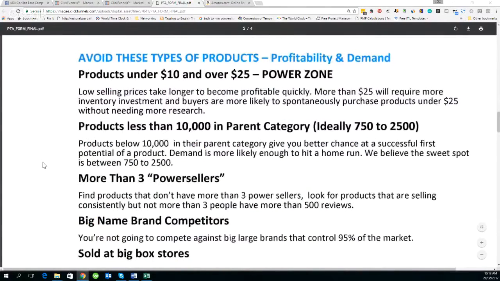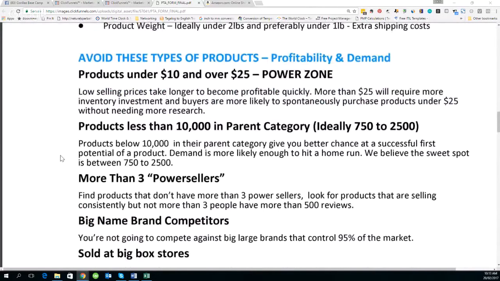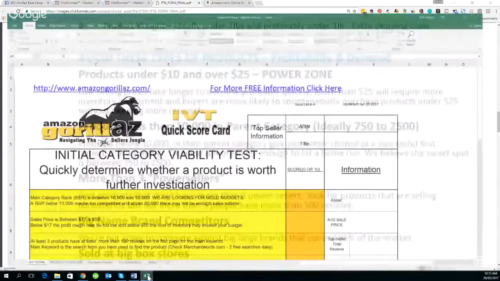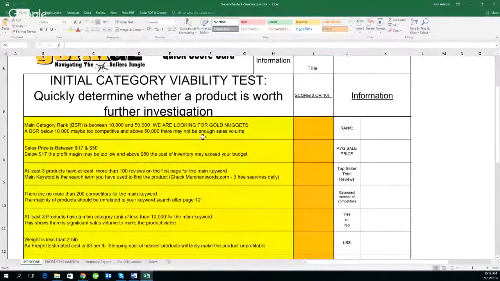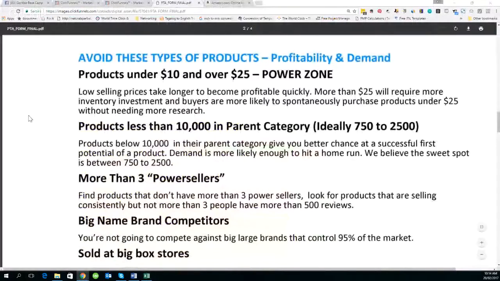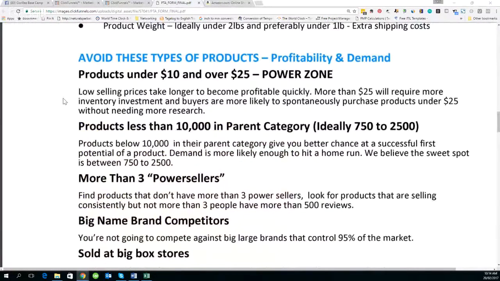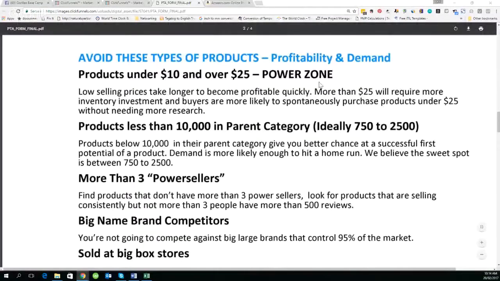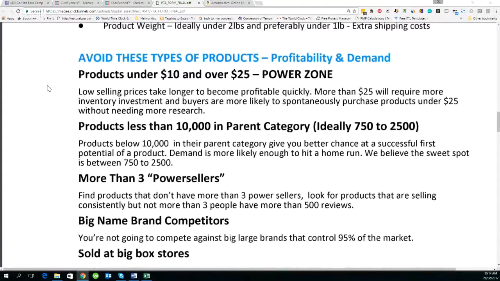Now, products to avoid. We've got this in the initial viability test, which I've got up here, which you can go through later. But initially, what we're saying here is try and steer clear of products that are selling for under $10 or over $25 in the power zone. What we're talking about, the power zone, i.e., the more popular areas.